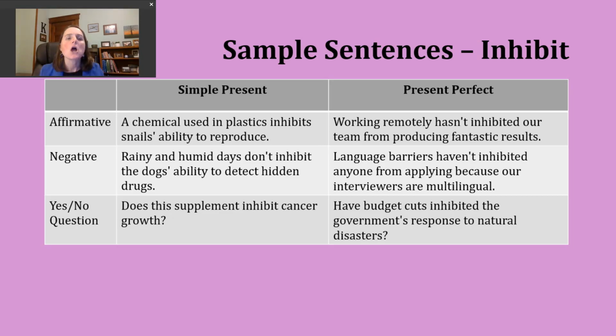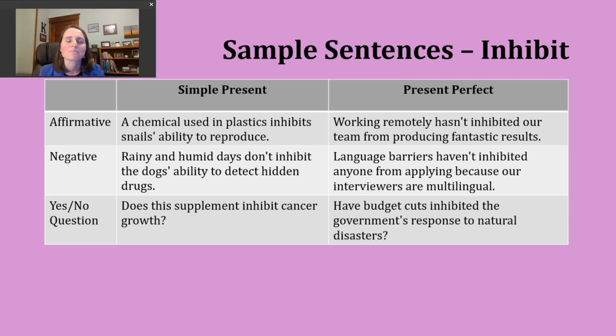Here's another example. Rainy and humid days don't inhibit the dog's ability to detect hidden drugs. Again, this was another sentence in an article talking about using or training canines to search for illegal drugs, and talking about what factors may prevent them from being able to work. And here we have a fact that the temperature is not impacting or influencing or preventing them from being able to do this work.